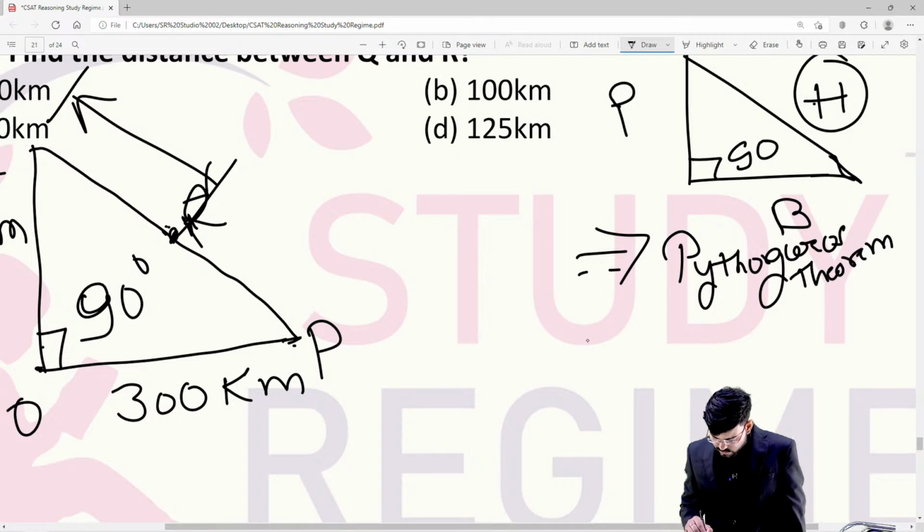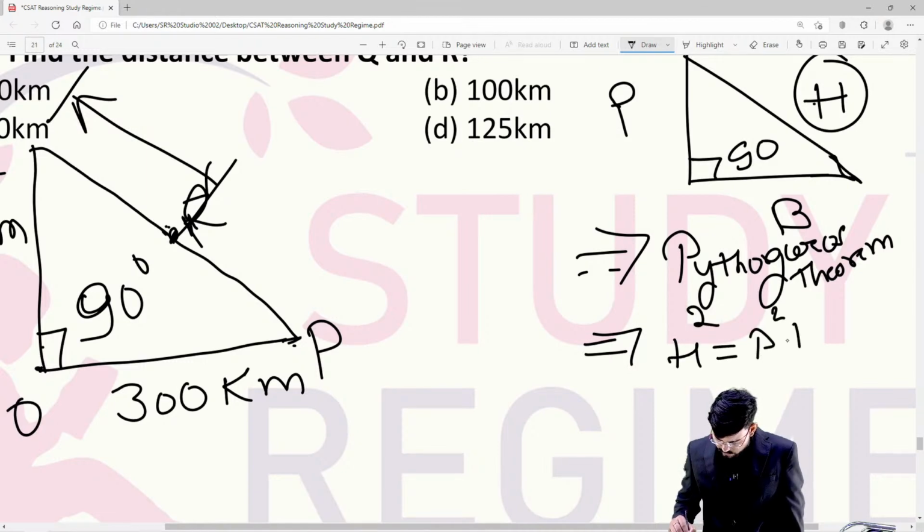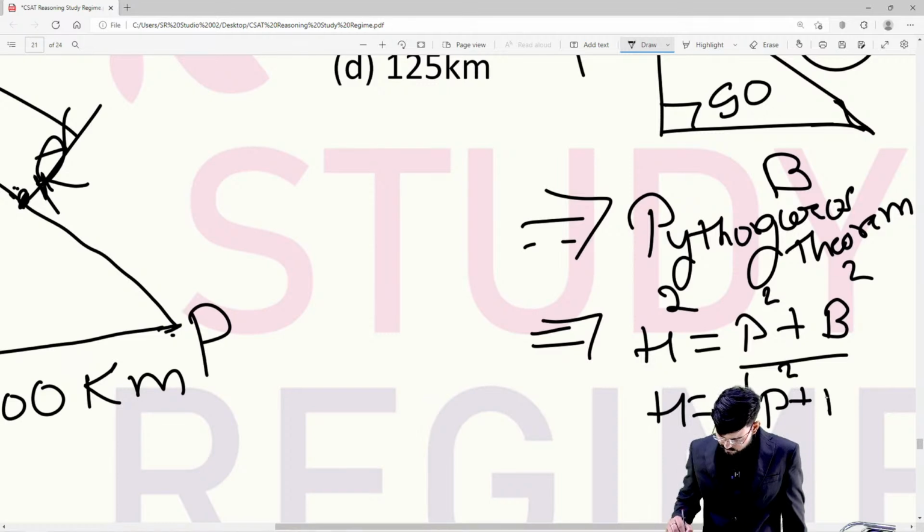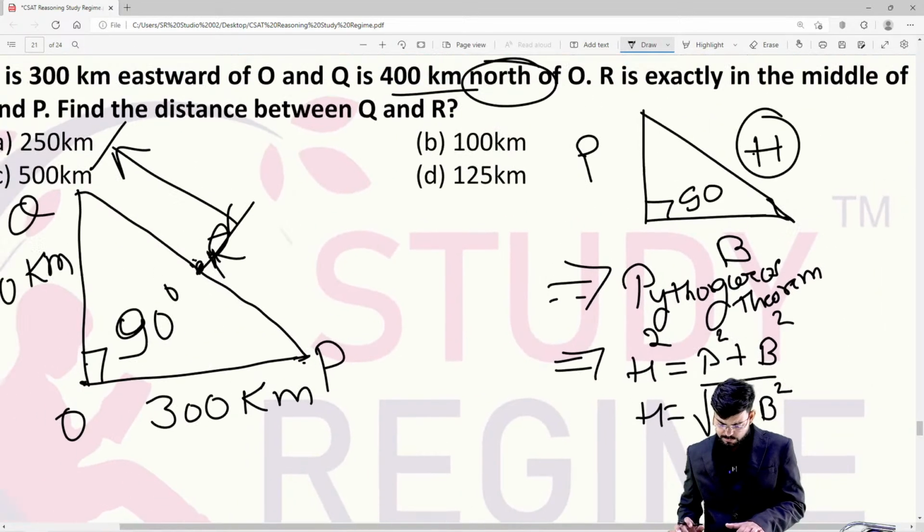What is this Pythagoras theorem? It states that hypotenuse square is equal to perpendicular square plus base square. Like, h will become what? Under root p square plus b square. Clear? It's very easy. This is the Pythagoras theorem.